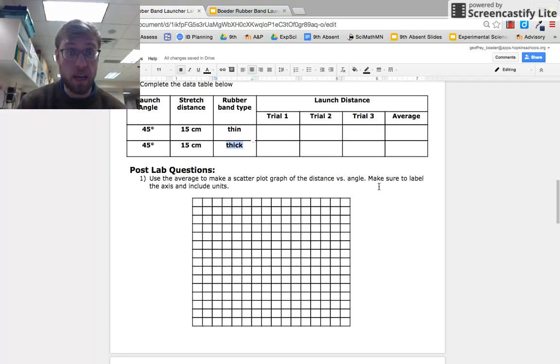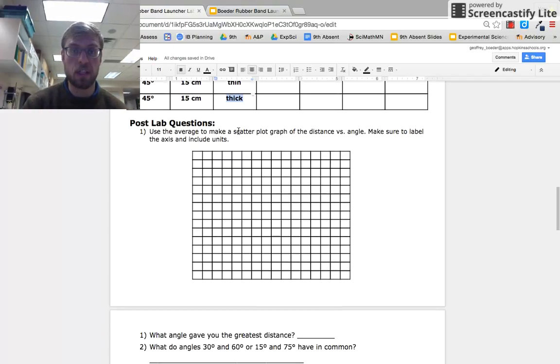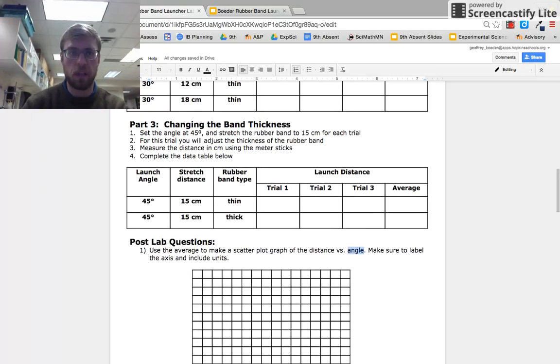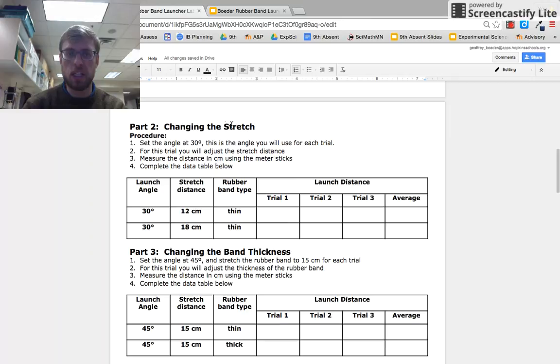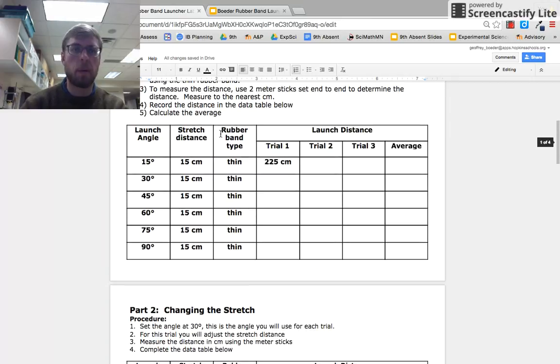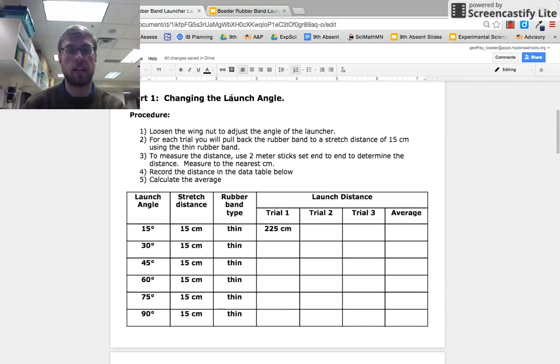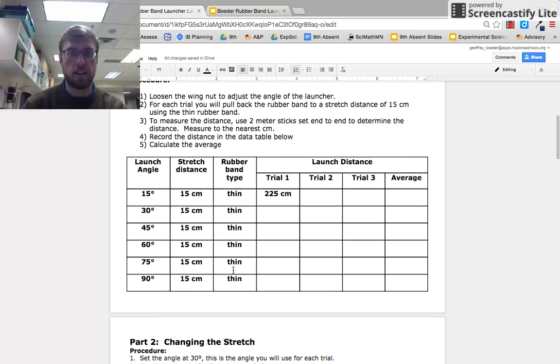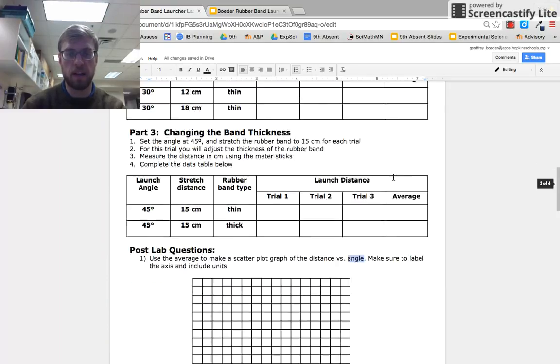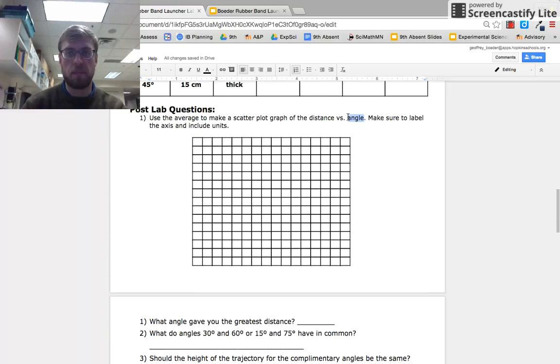Okay, you got some post-lab questions. You're going to use the averages to make a scatter plot graph of the distance versus angle. Okay, if it's distance versus angle, which of these data tables are we looking at? Is part 3 an angle? No. Does part 2 change the angle? No. Part 1 is all about changing the angle. Look at that, changing the angle. Okay, so we're going to use the data table from part 1 here to make a scatter plot of the distance versus angle. So which one was your independent variable? Which one was your dependent variable?